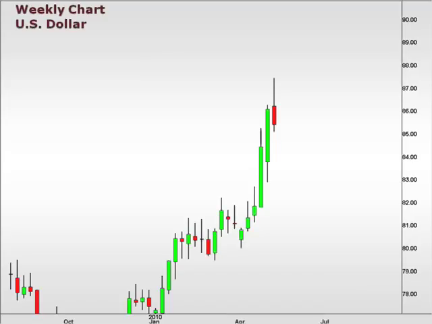Let's take a quick look at a weekly chart of the U.S. dollar index. It's a great way to gain perspective as to how the U.S. dollar has been trading against a basket of currencies. Well, as we can see here, the U.S. dollar finally took a breather last week, giving up some ground against most of the majors.